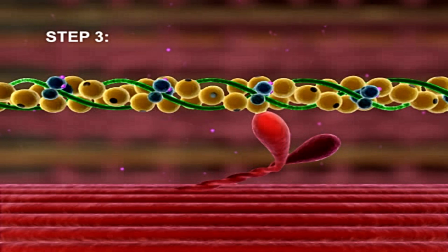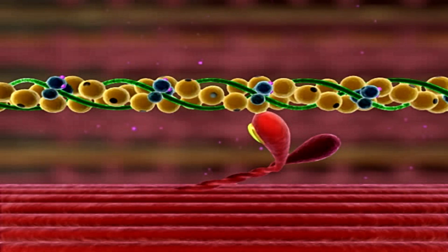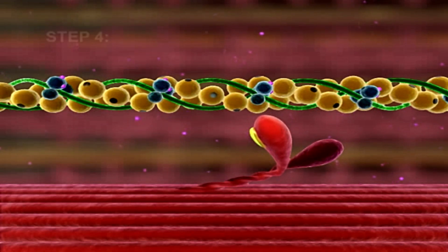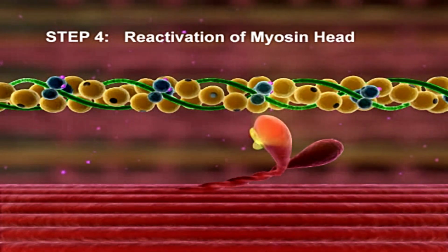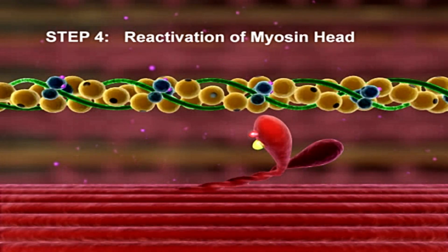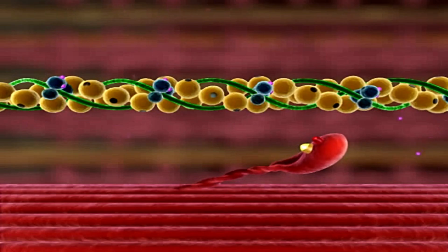Step 3. Cross-bridge detachment. When another ATP binds to the myosin head, the link between the myosin head and actin weakens, and the myosin head detaches. Step 4. Reactivation of the myosin head. ATP is hydrolyzed to ADP and inorganic phosphate. The energy released during hydrolysis reactivates the myosin head, returning it to the cocked position.